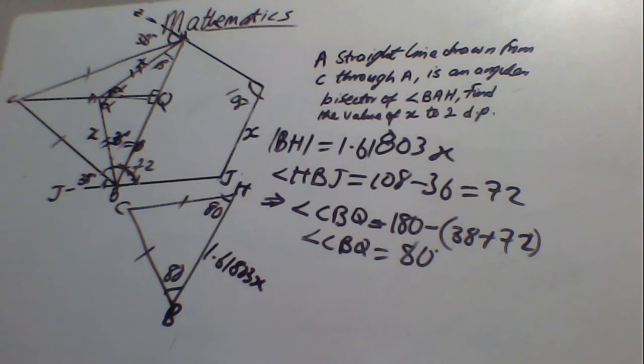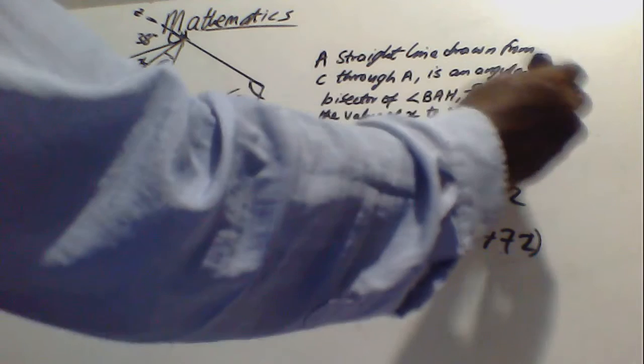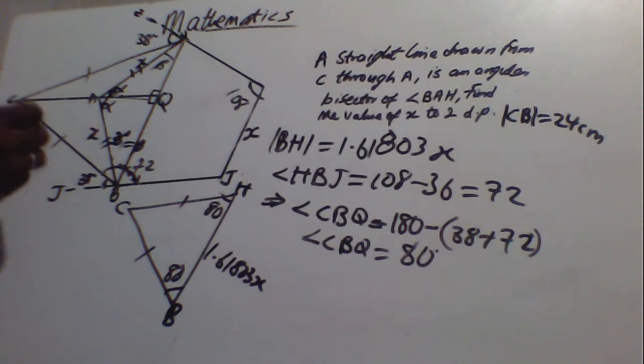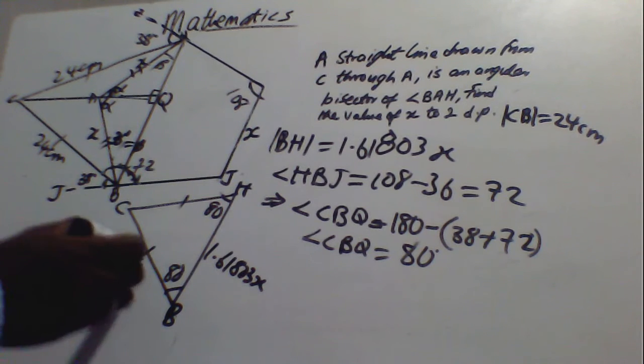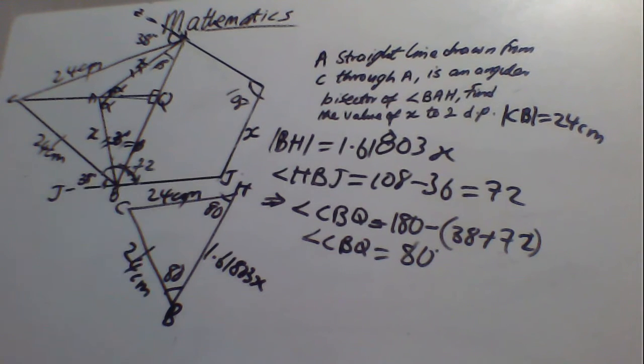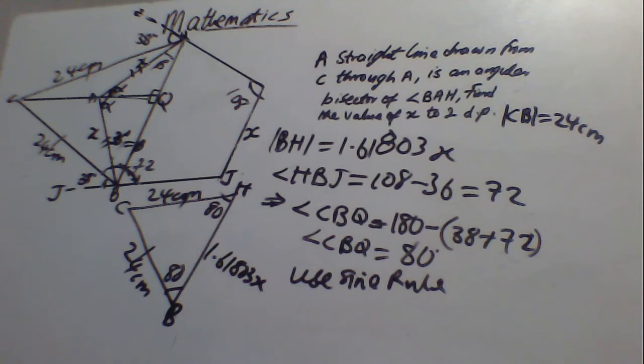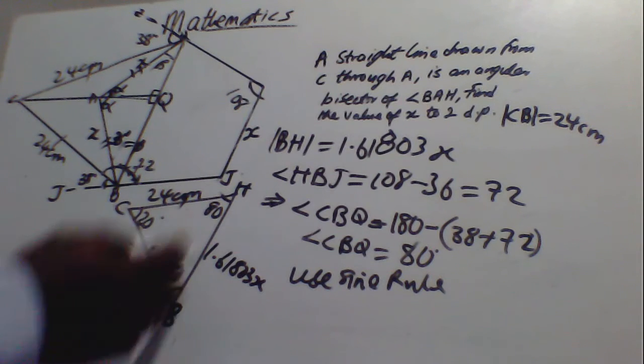I forgot to tell you that CB is given as 24 cm. So CB is 24 cm, here is 24 cm. Because we are looking for S, we need a value to find X. So here is 24 cm, and here is also 24 cm. So how do we get X here? We can use sine rule to find X. So from sine rule, 80 plus 80 will give us 160. 180 minus 160 will give us 20.